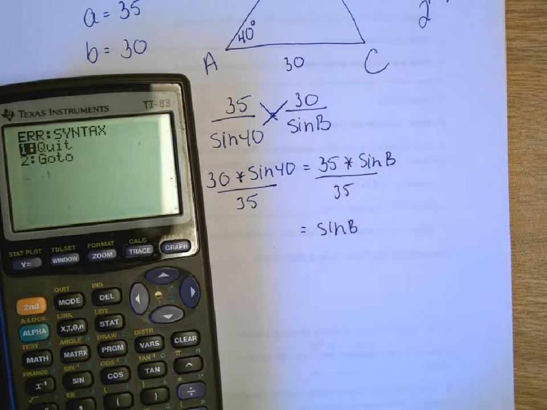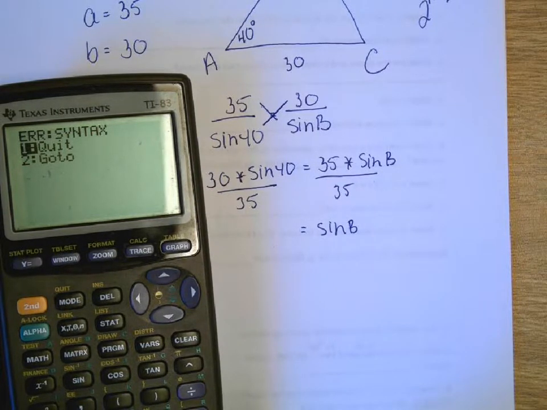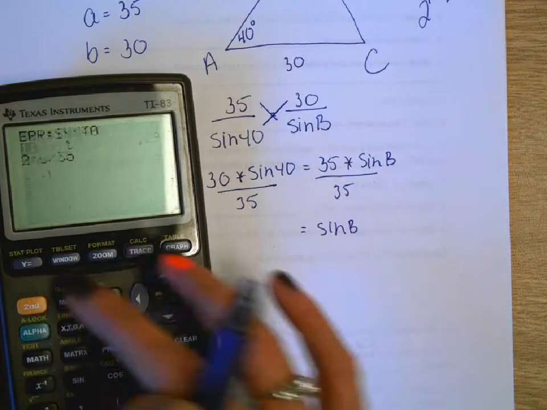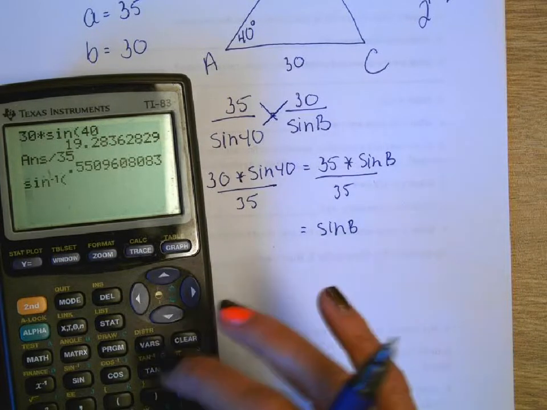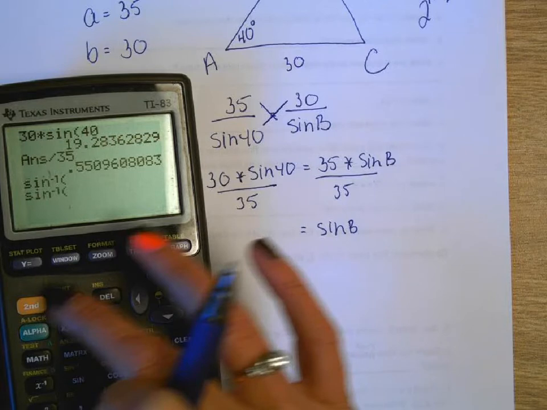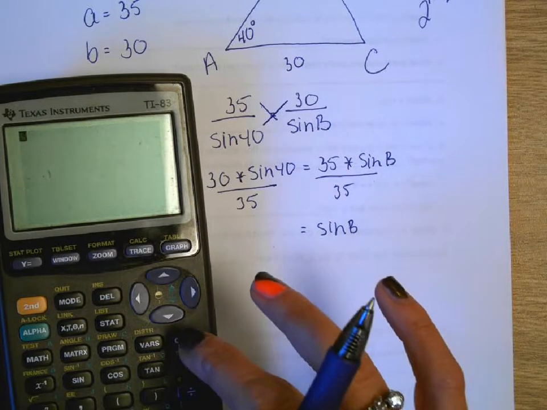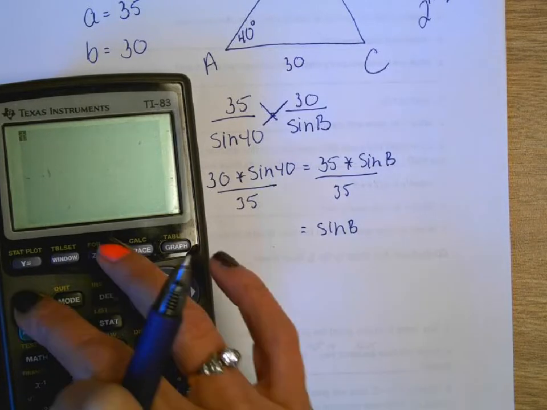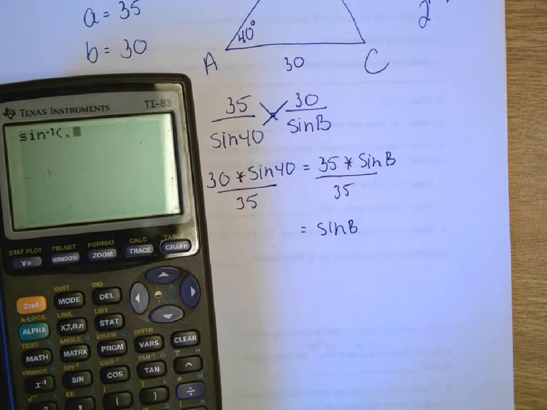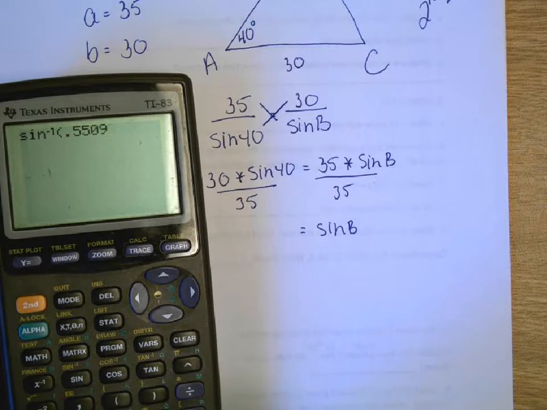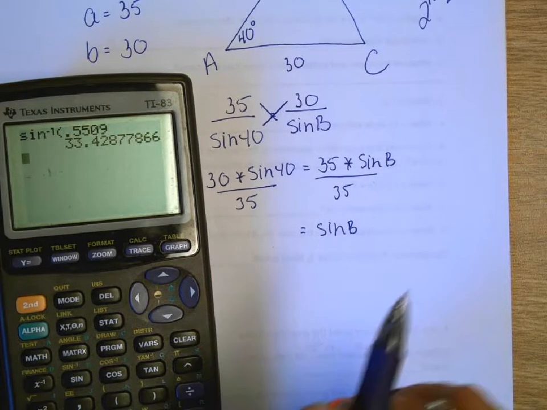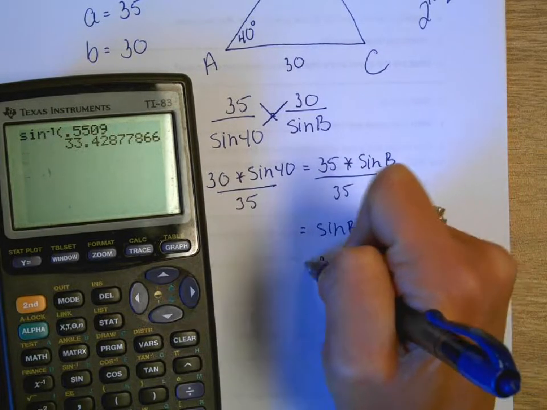I got an error. Anybody else? Did you get an answer? What did I do wrong? Oh, inverse sine. What was the decimal? 0.5509. Okay, that's good. So did you get about 33 degrees then? Yeah. All right.